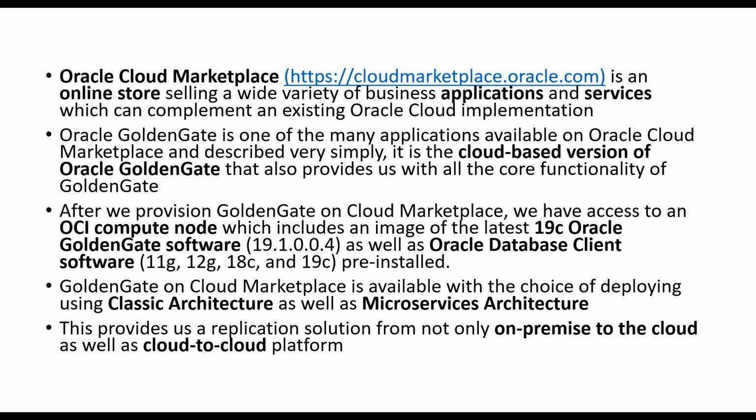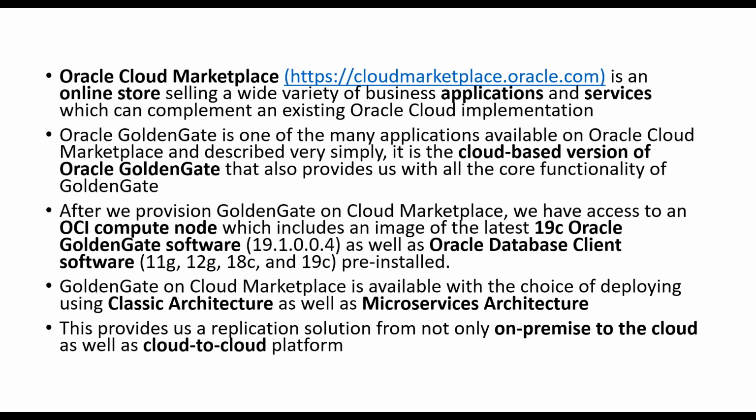So what is Oracle Cloud Marketplace? It is basically like an online store, and it has a number of different applications and a number of different services available there. And one of those applications that's available in the Oracle Cloud Marketplace is the cloud-based version of GoldenGate. So that's called Oracle GoldenGate on Oracle Cloud Marketplace. So when we actually avail of the service through OCI, we get access to a compute node as well as the latest Oracle GoldenGate software, 19c, as well as Oracle client software. And it comes with different versions of the client software from 11g, 12c, 18, and 19 pre-installed.